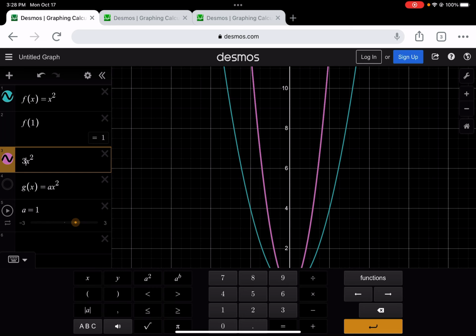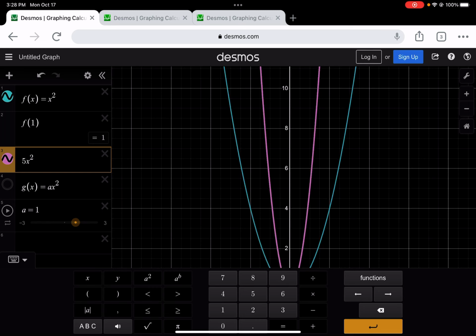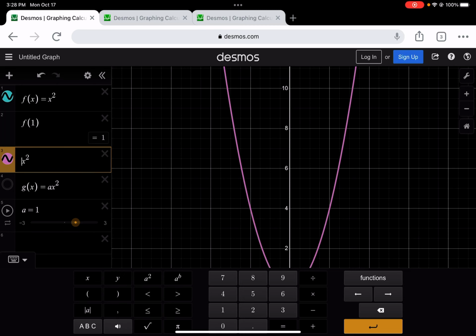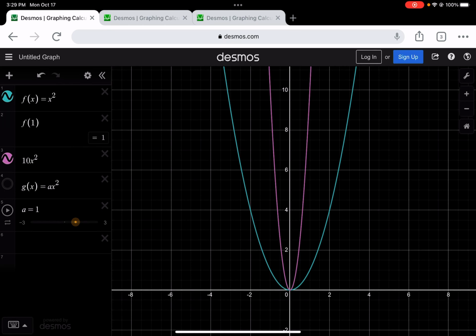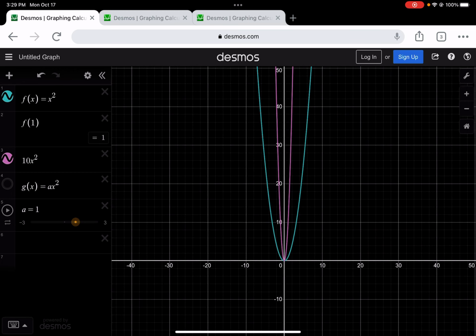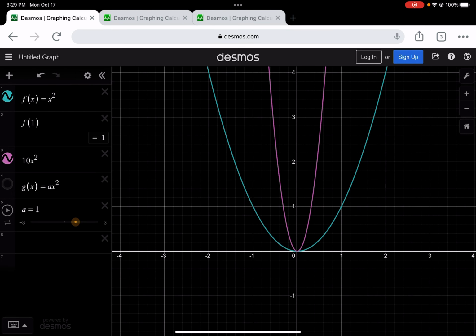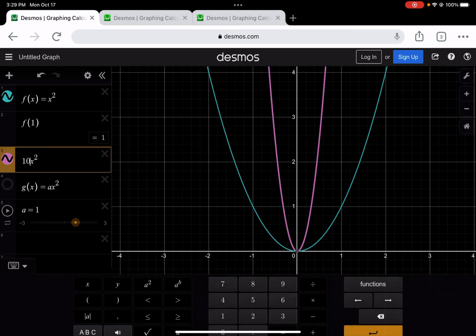What if instead of a 3, let's maybe put something like a 5. Well, that made it skinny too. Instead of 5, let's do like 100. I wrote 10 instead of 100. So it's even skinnier. It's still a U shape. If I zoom out, it's still in the shape of a U. It still has the same vertex. The only difference is it's a lot steeper, which kind of makes sense if you think about it.